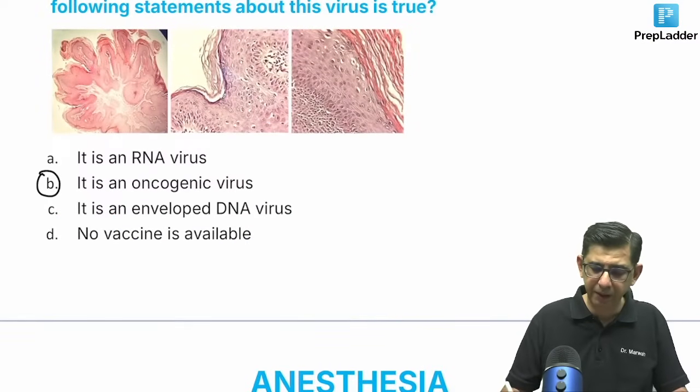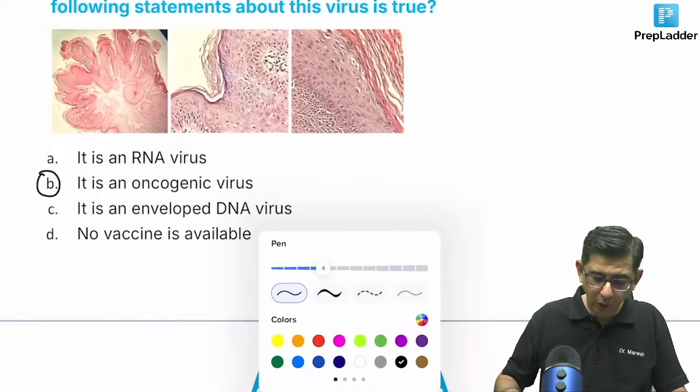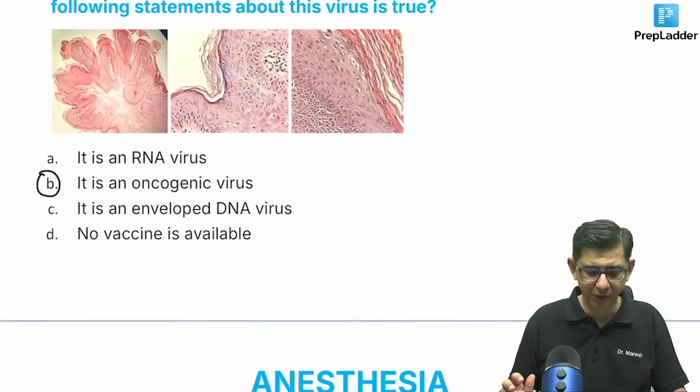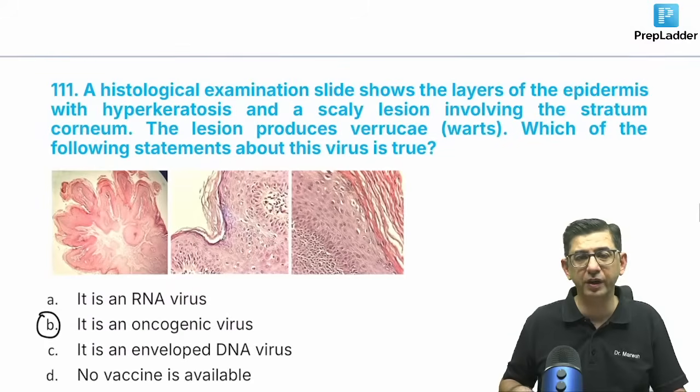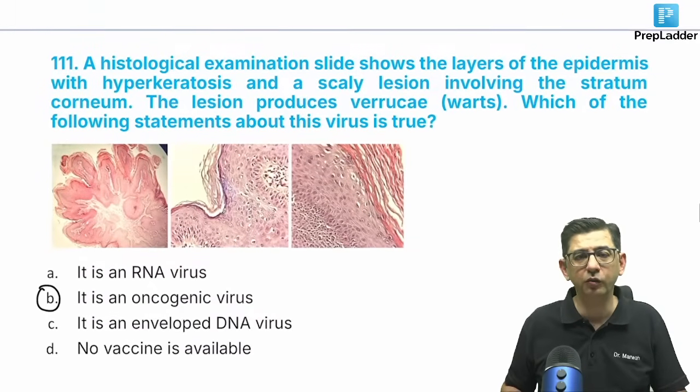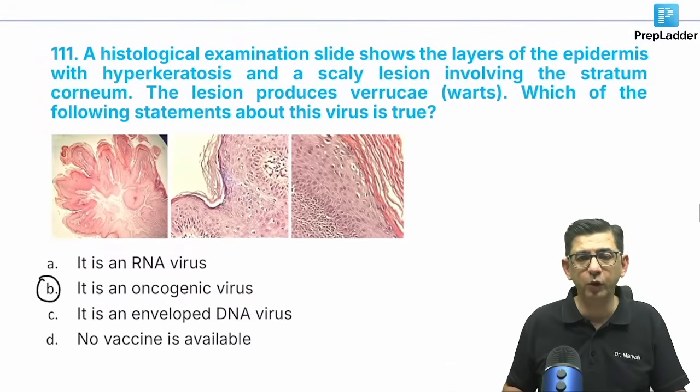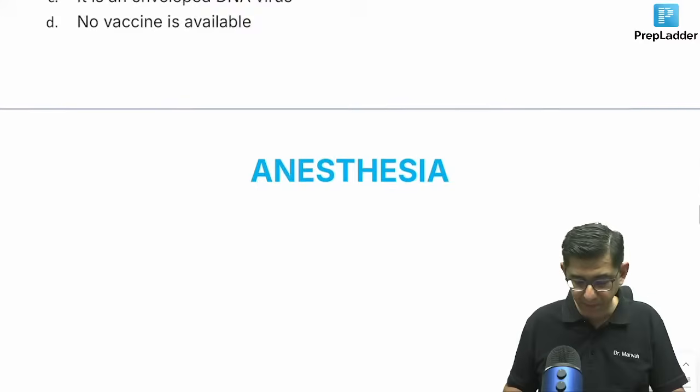Let's look at this one. The histological slide regarding stratum corneum. There are a lot of things given in the question, but the final thing was regarding the virus which would be responsible. He's talking about human papilloma virus, so it would be an oncogenic virus.